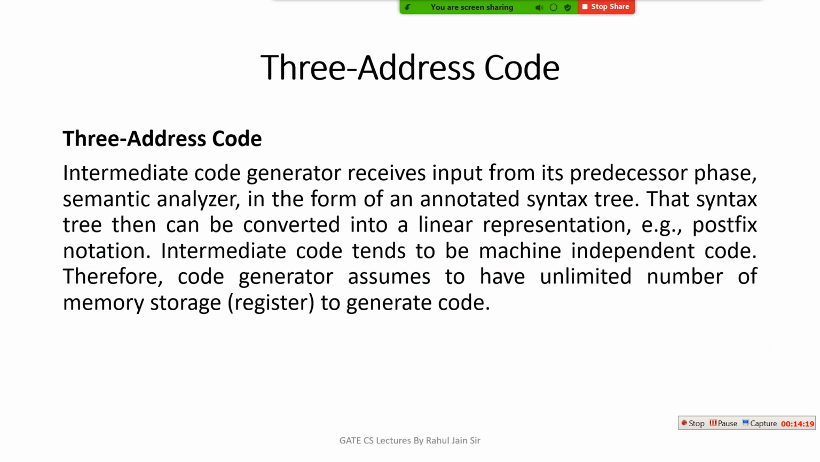Now let's see the very basic definition of the three address code. As a definition, three address code is an intermediate code generator. It receives input from its predecessor phases, like the syntax analyzer and semantic analyzer. The semantic analyzer is the predecessor phase, and it provides input in the form of an annotated syntax tree. That syntax tree can then be converted into a linear representation, whether postfix notation or three address code notation.